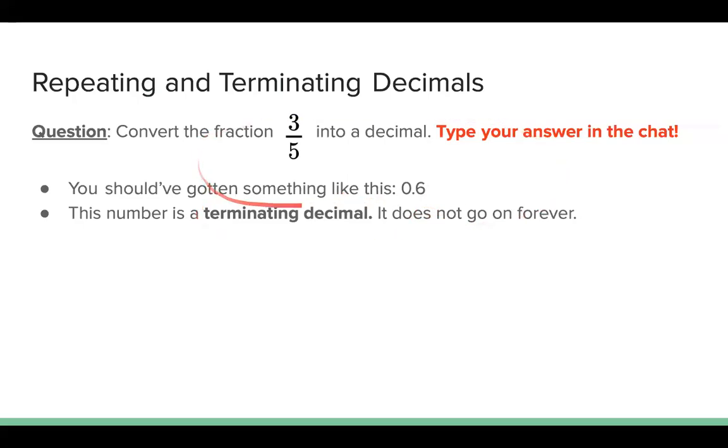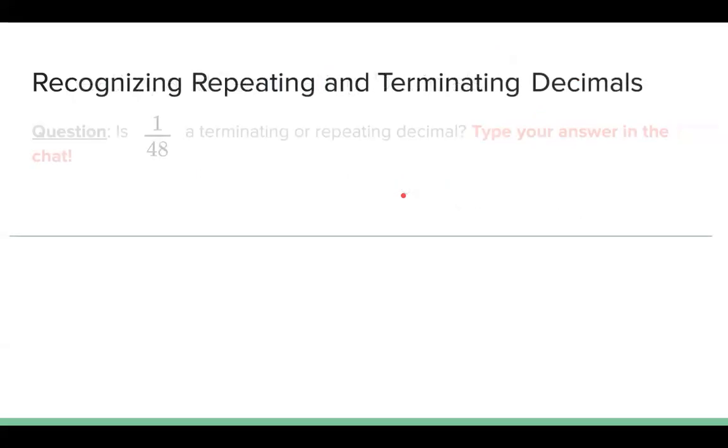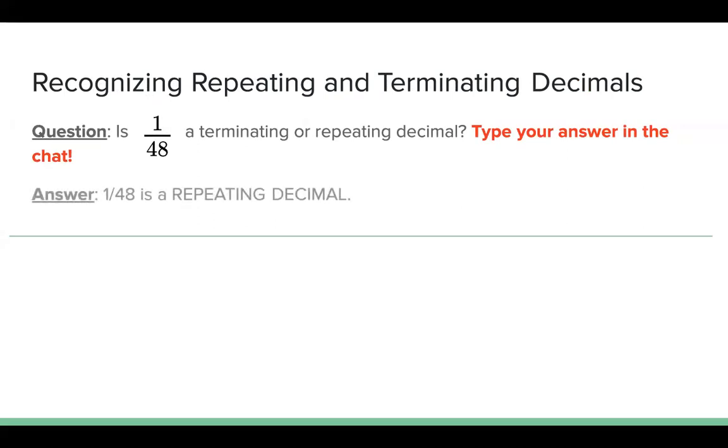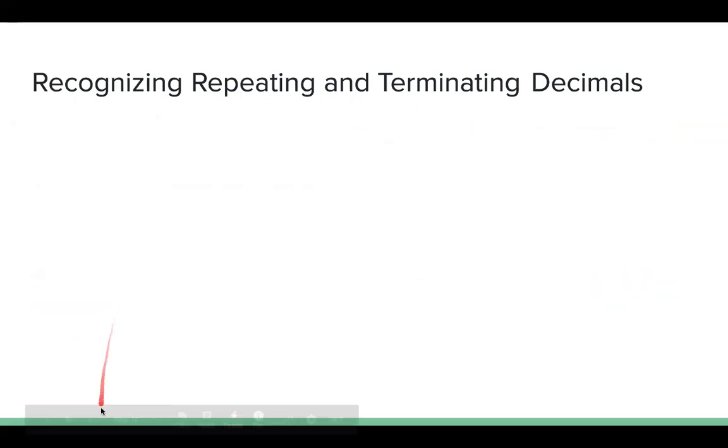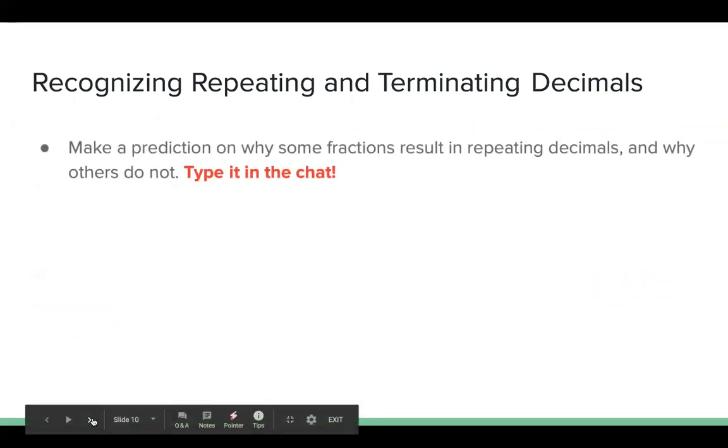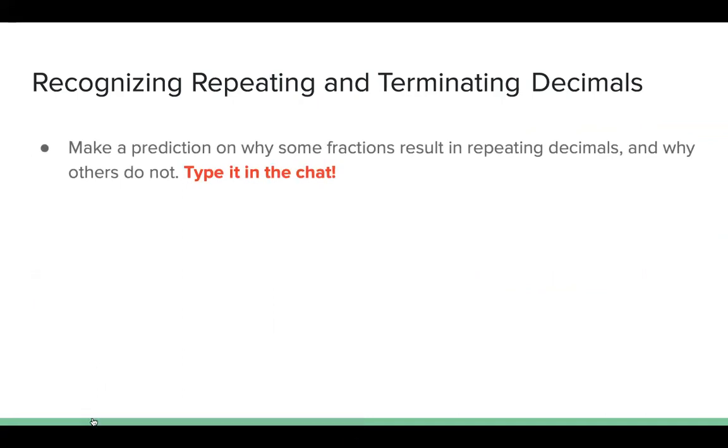Okay. And this is a terminating decimal. It does not repeat. It does not go on forever. Do you guys know how to figure out if a fraction is repeating or if it's terminating?